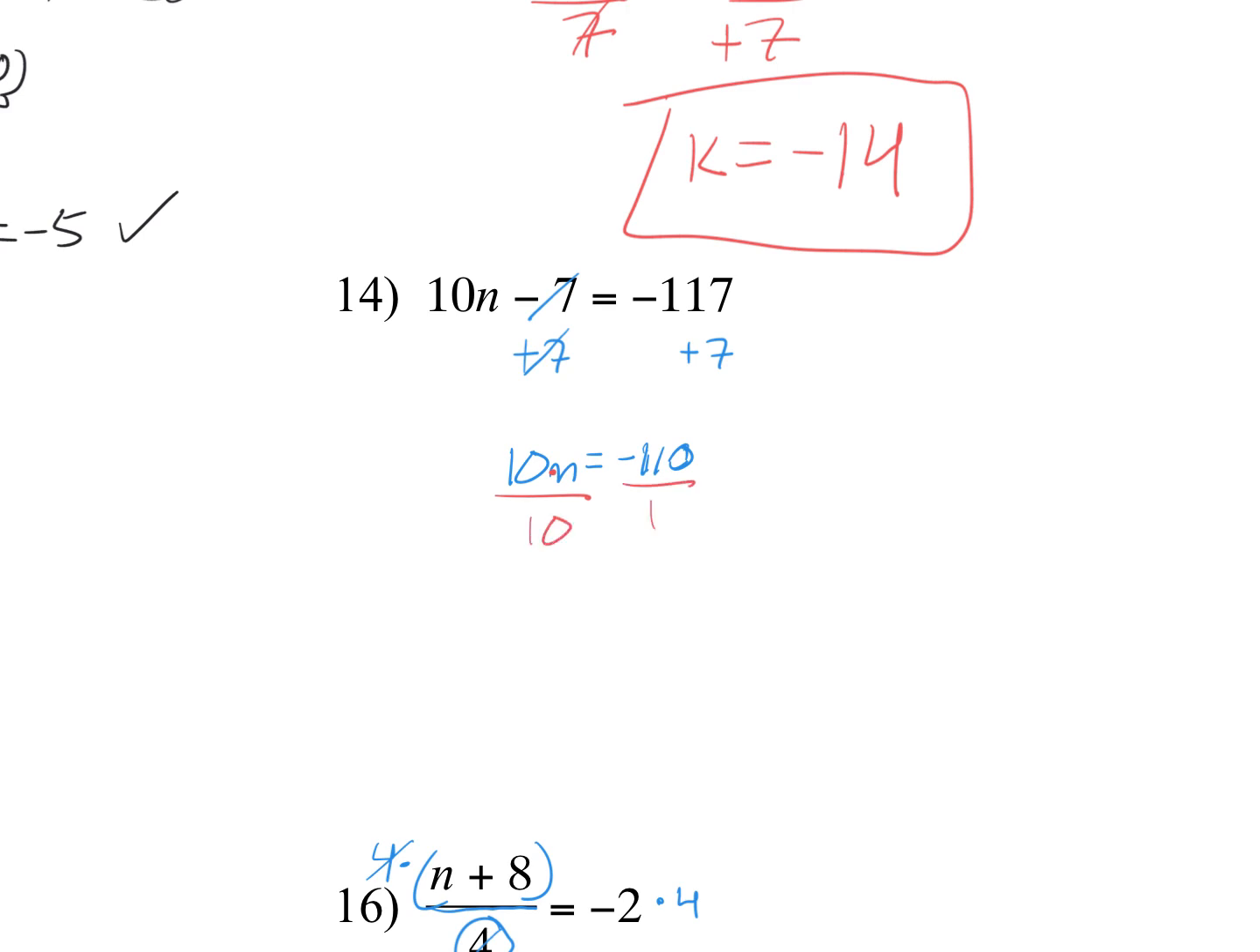So then to get rid of multiplication is division, right? So we want to divide by 10 on both sides. And then 110 divided by 10 is going to be 11, but it's a negative divided by a positive, so we get negative 11.